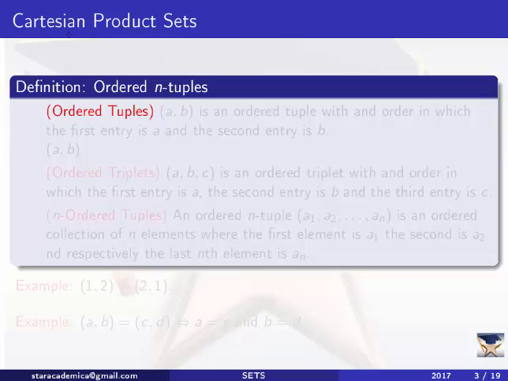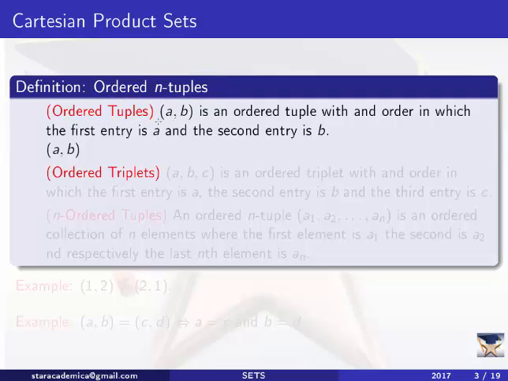First, in order to define Cartesian product sets, we need a couple of definitions. We are going to define ordered tuples. What does an ordered tuple mean? An ordered tuple, with an order in which the first entry A and the second entry B are located, looks like the following. We have open parentheses, we put the first entry A, separated by a comma, B, and we close the parentheses. So this is how a tuple looks, and the order is important.